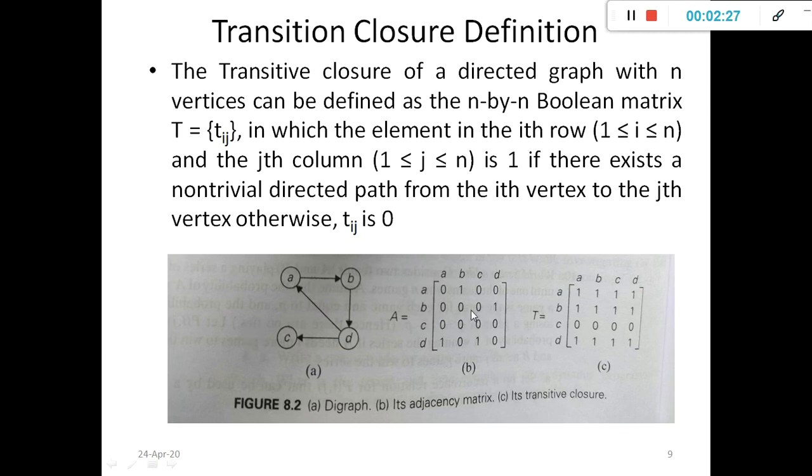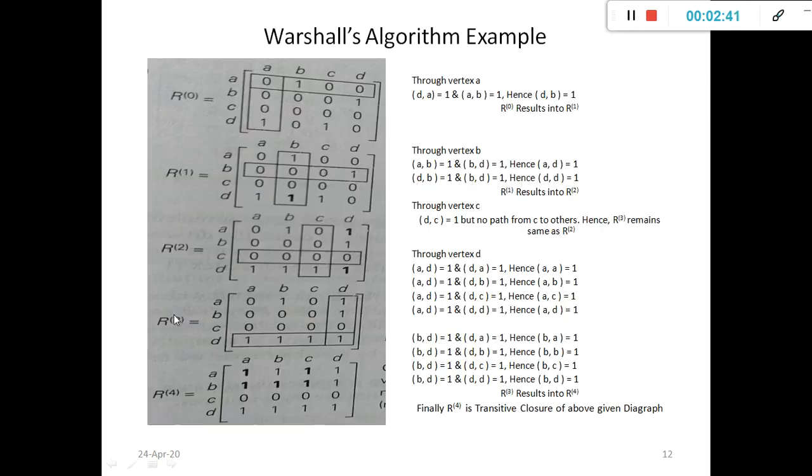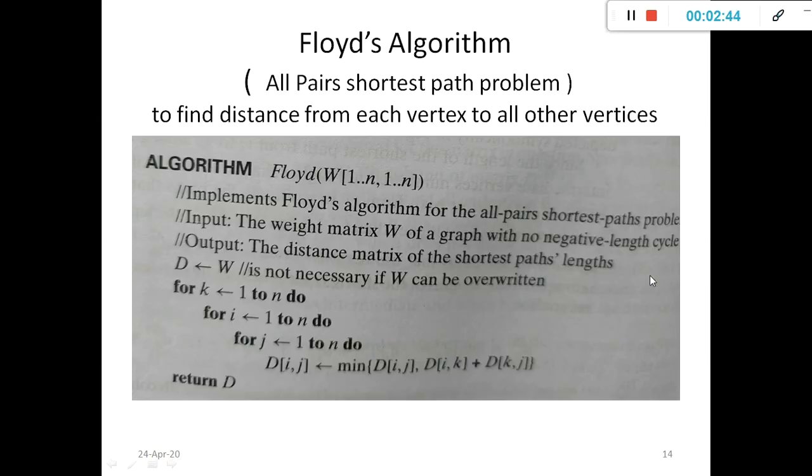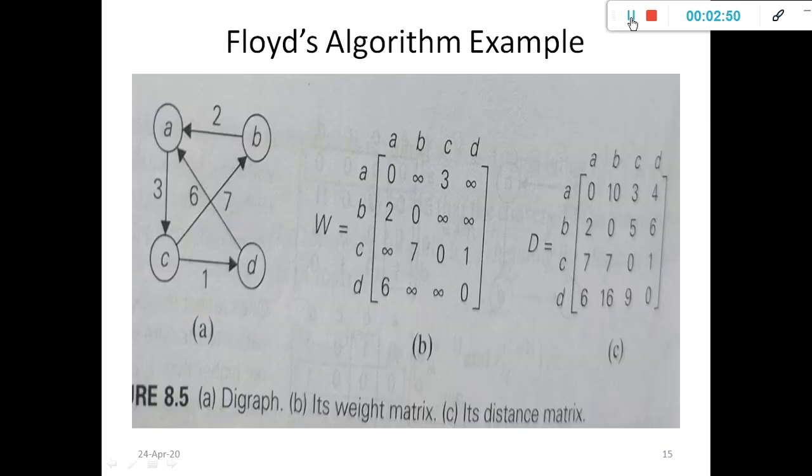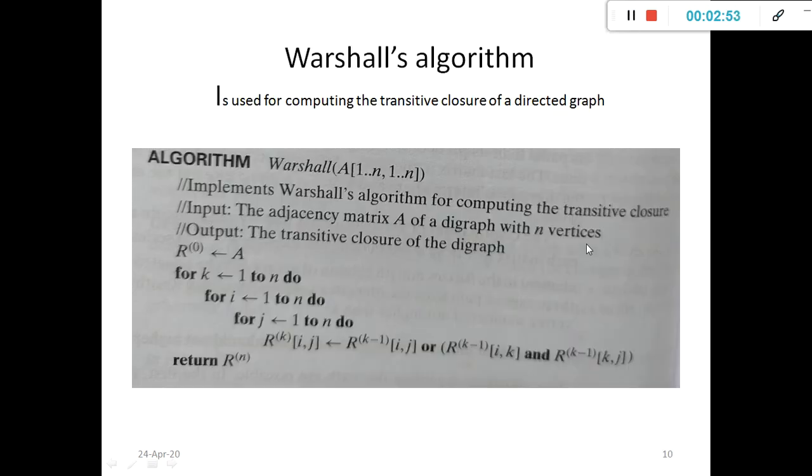Once you generate the adjacency matrix for your graph, provide this adjacency matrix as an input for Warshall's algorithm to generate the transitive closure, and this is the resultant transitive closure T. Then let us see how to generate it with Warshall's algorithm. Warshall's algorithm is used for computing the transitive closure of a directed graph. Here is Warshall's algorithm to generate transitive closure for any given directed graph.